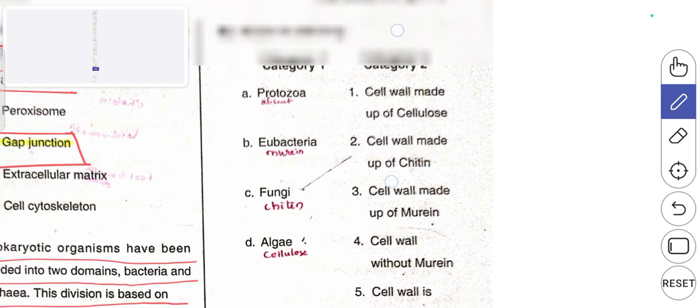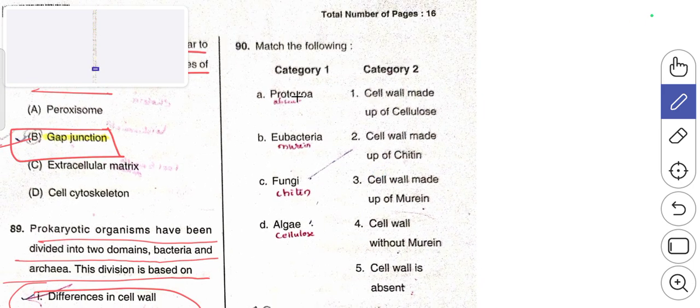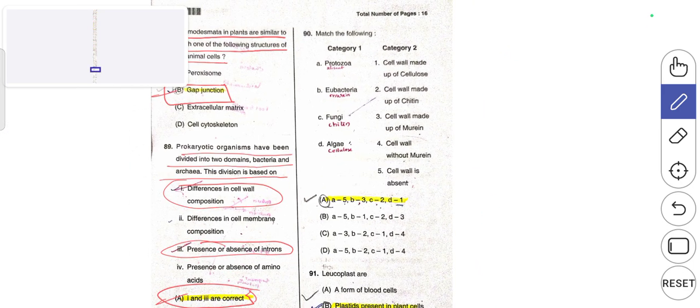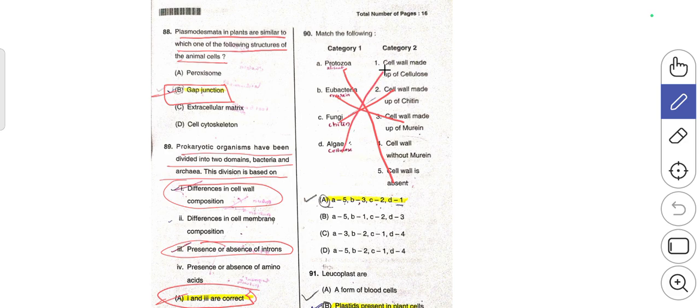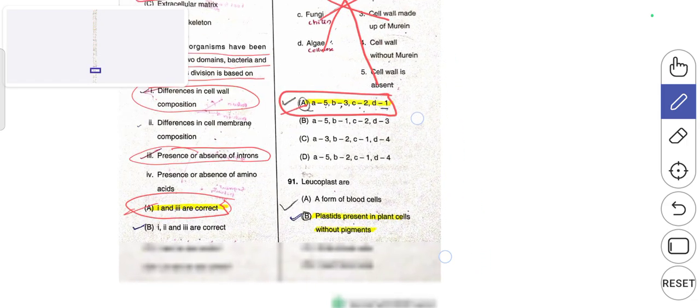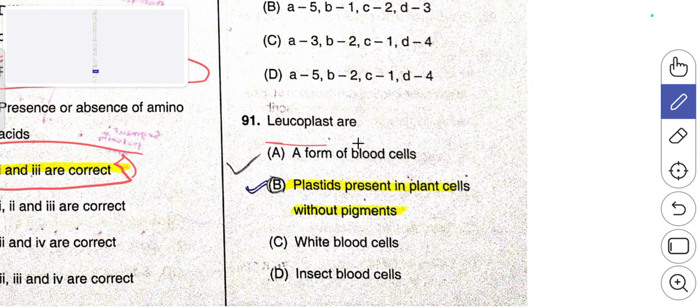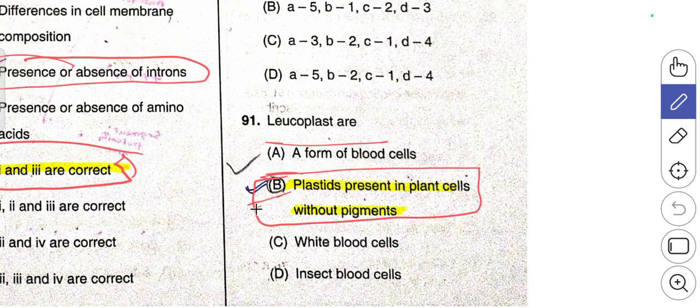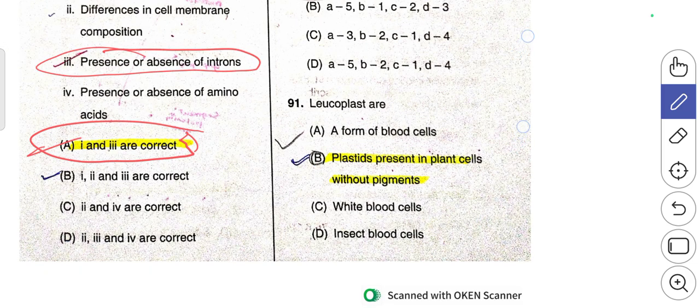Then 90th question, match the following. In the case of protozoans, the cell wall is absent. Eubacteria, where the cell wall is made up of murein, and fungi, where the cell wall is made up of chitin, algae, where the cell wall is made up of cellulose. A is the right answer for this question. Then 91st question: leucoplasts are the colorless plastids. So B is the right answer.